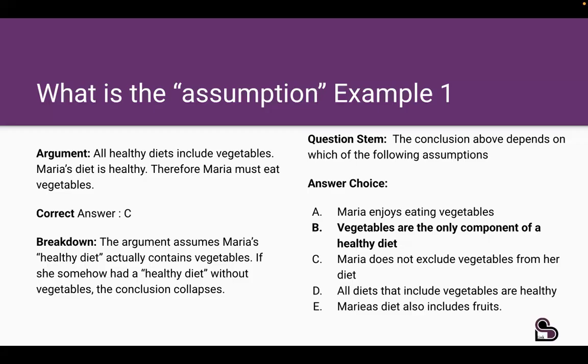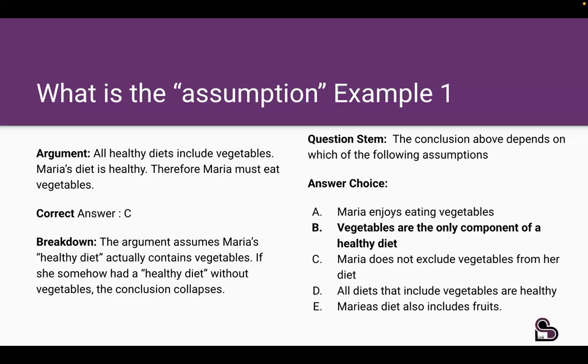Well, that's in conflict. So, vegetables are the only component of a healthy diet. If we look back at the question, we can say all healthy diets include vegetables. Well, it doesn't say it doesn't include other things. Maria's diet is healthy, okay? Therefore, Maria's diet must include vegetables. We can confirm that if we answer what the conclusion above depends on, it does depend on that. Now, we're not arguing whether it's right or wrong. We're just looking to analyze the question to give the LSAT the assessment piece they want.